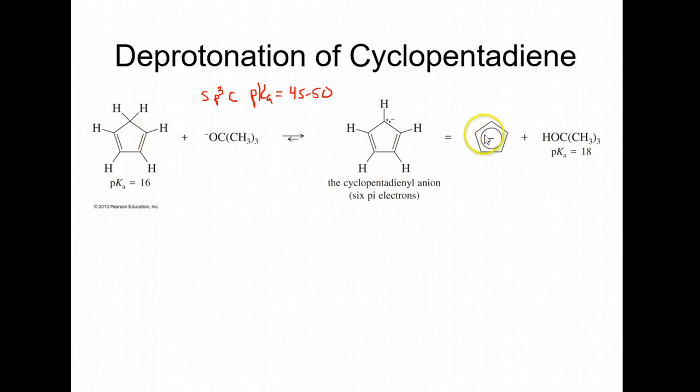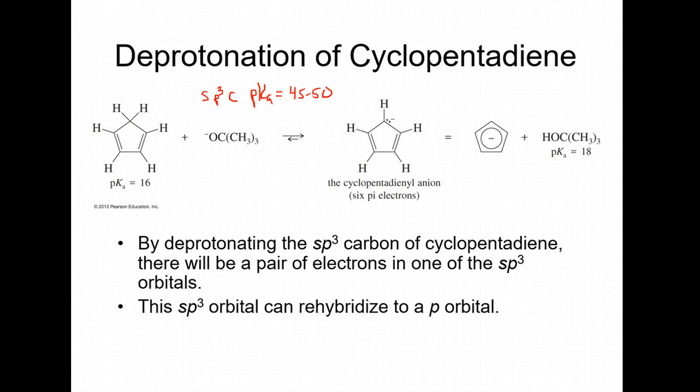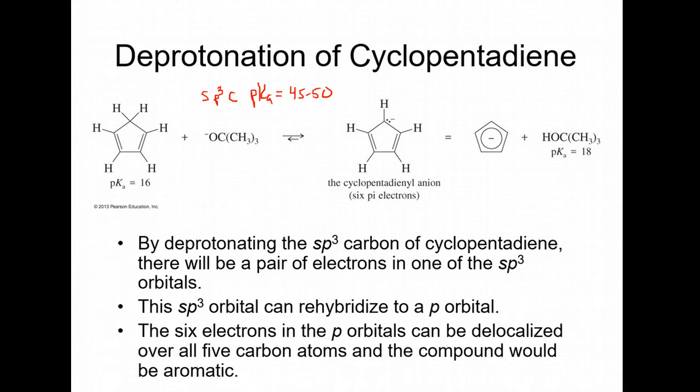Notice this is kind of a shorthand of showing that compound. These electrons are resonating around, giving you the circle with the minus charge. Pretty interesting. By deprotonating the sp3 carbon on the cyclopentadiene, there will be a pair of electrons on the sp3 orbital, so it can rehybridize to a p orbital. The 6 electrons in the pi system can be delocalized over all 5 carbons, and it would make the compound aromatic.